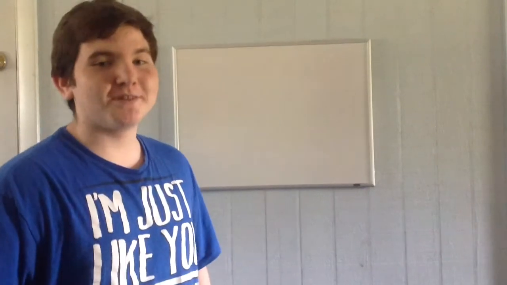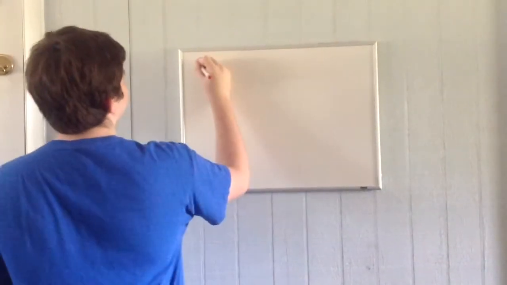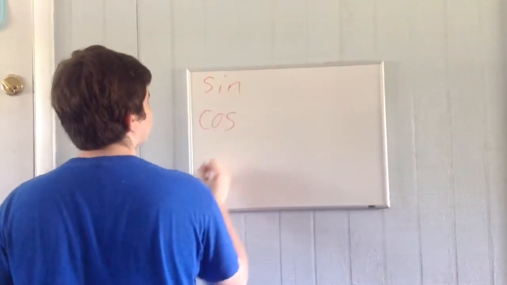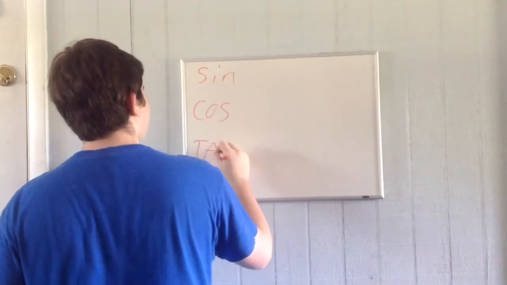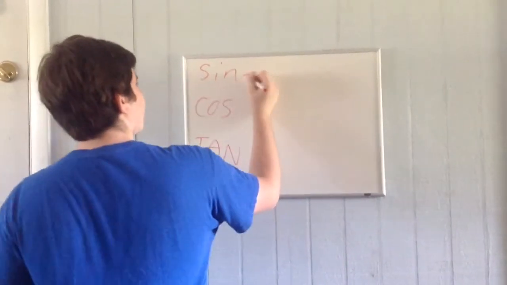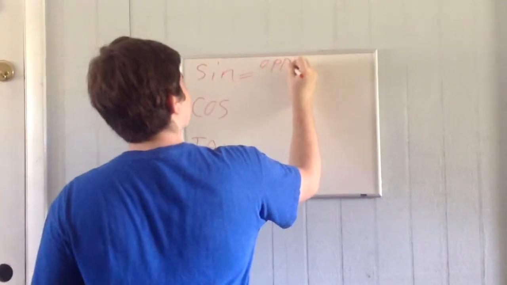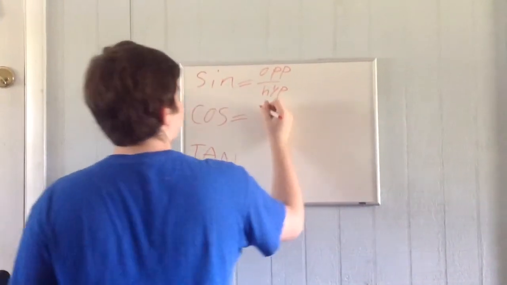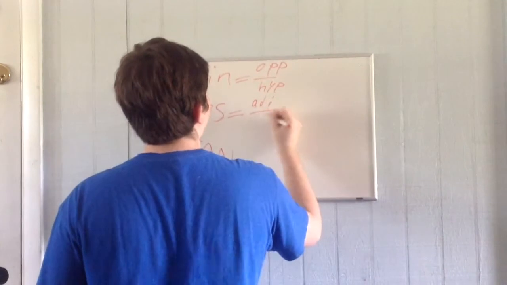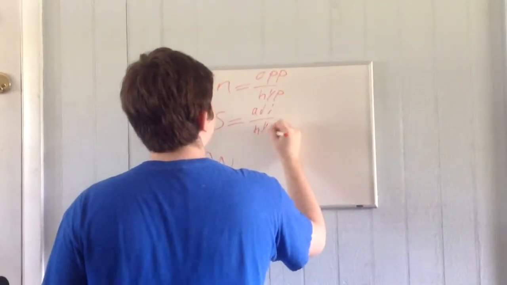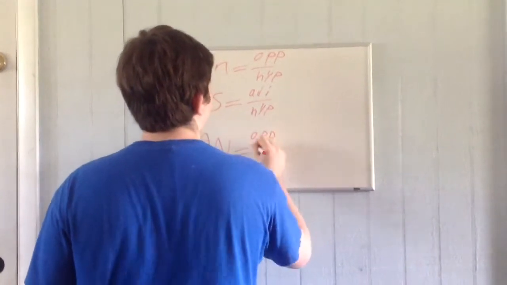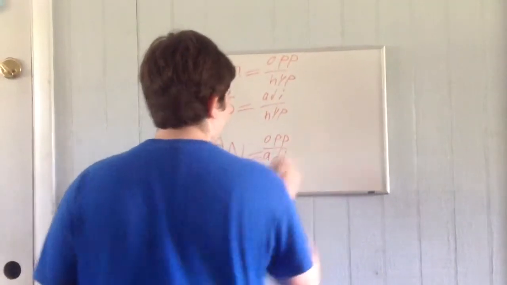Welcome to trigonometry. Before we start, there are three things that you need to know. You need to know sine, you need to know cosine, and you need to know tangent. Sine is opposite over hypotenuse. Cosine is adjacent over hypotenuse. And tan is opposite over adjacent.